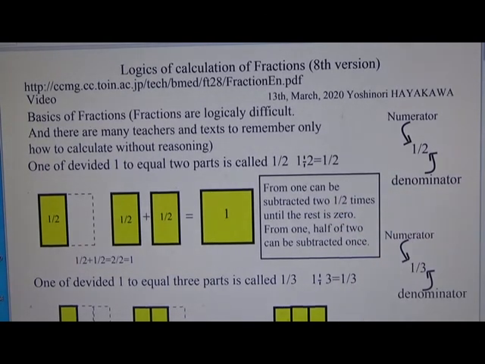It's a strange saying, but from 1 can be subtracted 1/2 two times until the rest is 0. It may sound strange. From 1 can be subtracted 1/2 two times until the rest is 0. From 1, 1/2 can be subtracted twice.